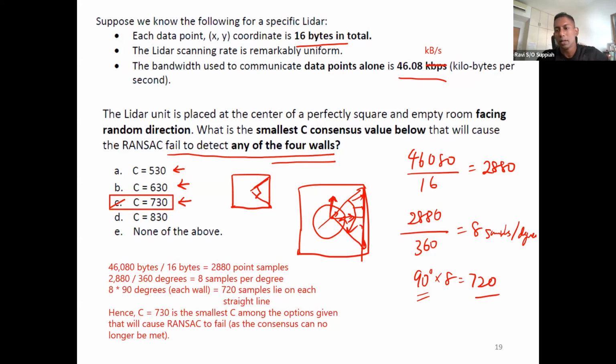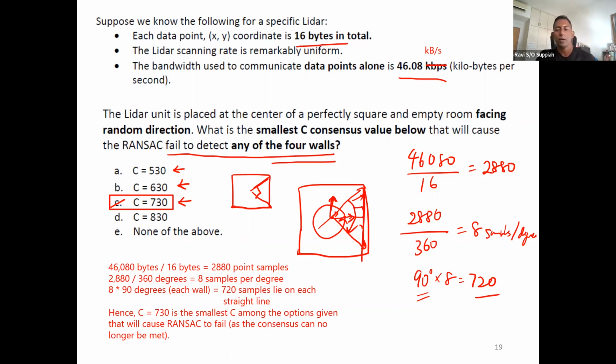Since we know that we have 8 samples per degree, because we have 2880 samples per scan, and one scan is 360 degrees, that's how we relate the samples to the angle. So once I get 720, that is the number of points or samples I will get back when I scan that wall. So after I scan the wall, I get 720 points.